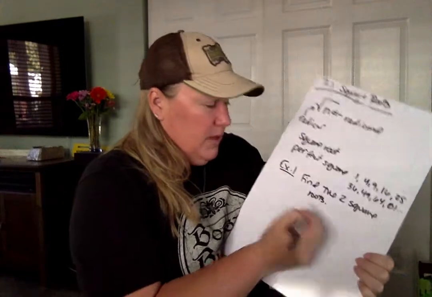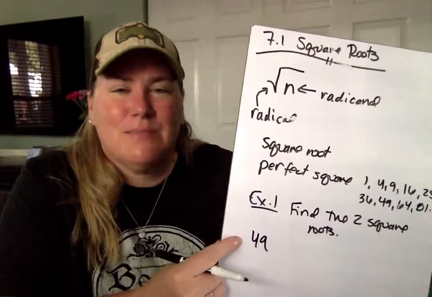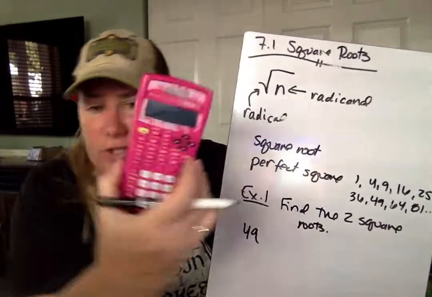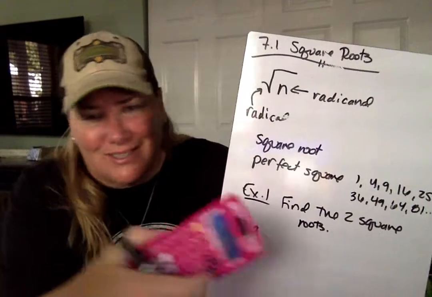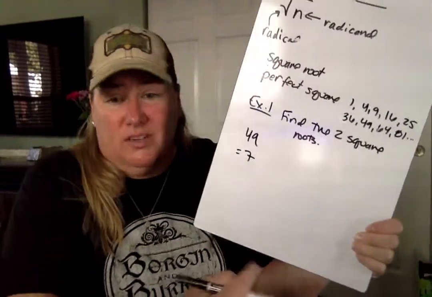So we're going to find the two square roots of 49. Okay, so what number times itself gets you 49? If you want to do it on a calculator, you can do that. But hopefully some of these are guess and check. I want you to guess and check some of these. Hopefully you came up with 7, because 7 times 7 is 49.